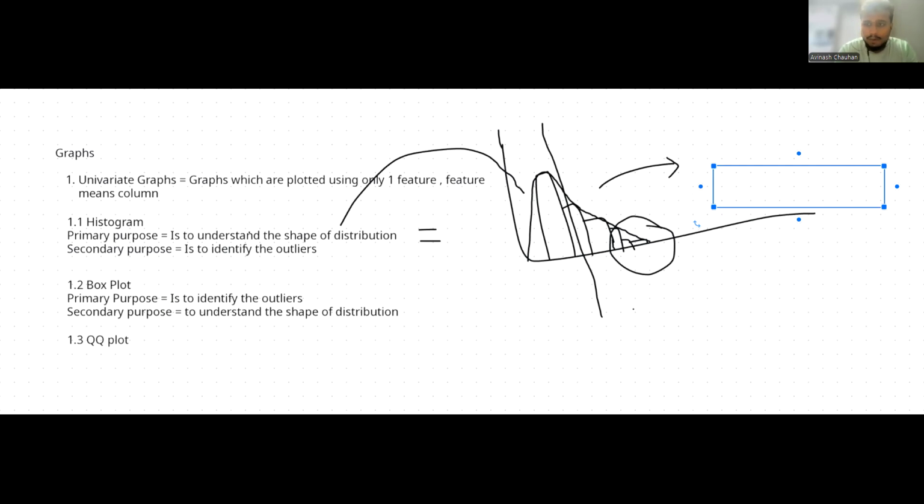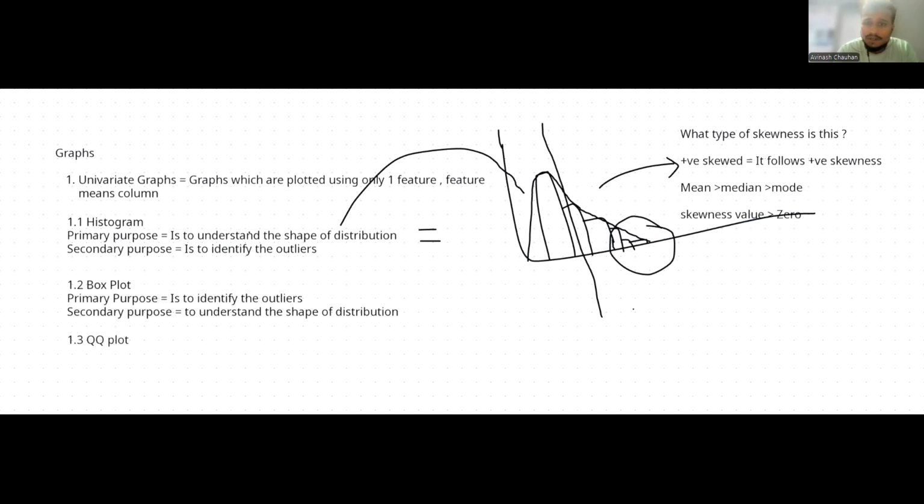It is positive skewed, which means it follows positive skewness. And whenever there is positive skewness, my mean is greater than median, and it's greater than mode. Okay, understood? And my skewness value will be greater than zero.